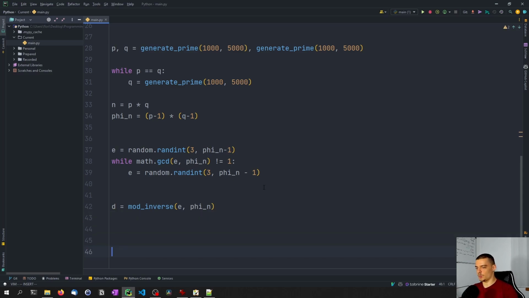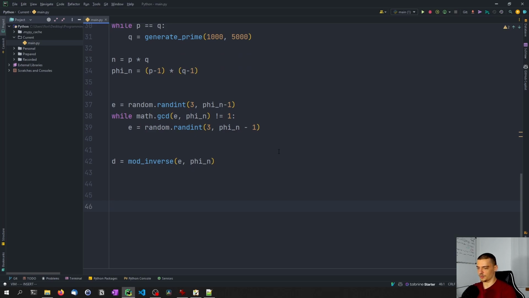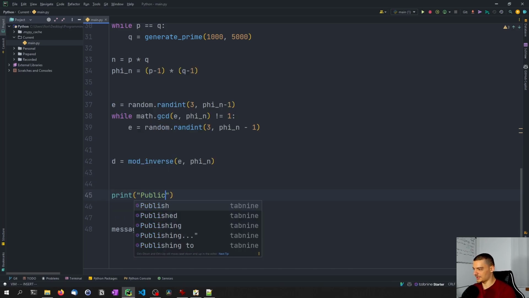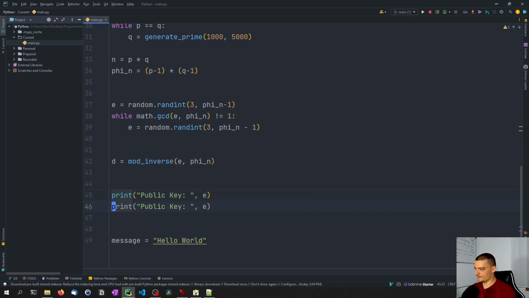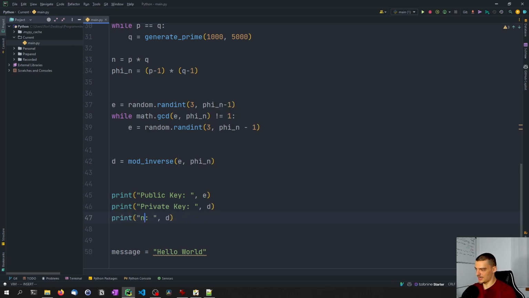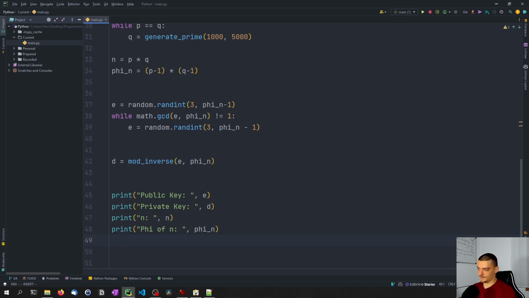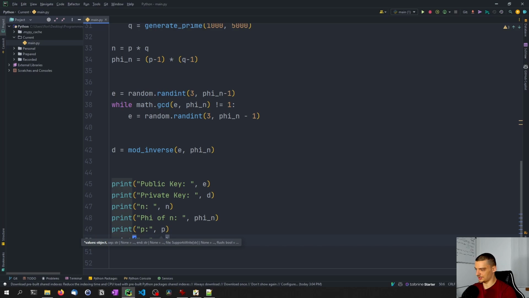So what we do is we encrypt a message with e. So what we can do is message equals hello world. And maybe just for the information, we're going to print public key is e, private key is d, then n is whatever n is, phi of n is phi n, and of course phi of n has to be kept secret, but we're going to just print it here. And just for our information so that we can analyze this, p is going to be p and q is going to be q. There you go.